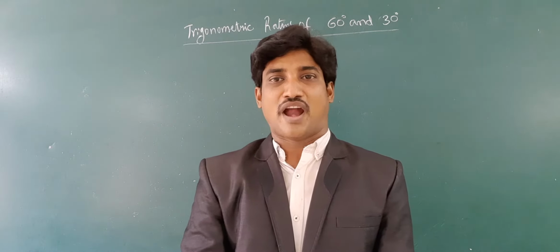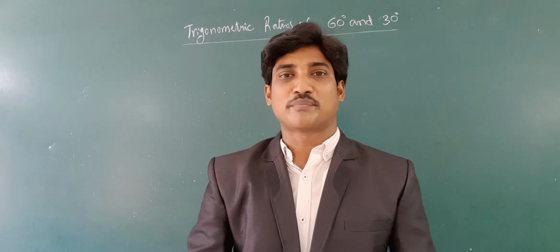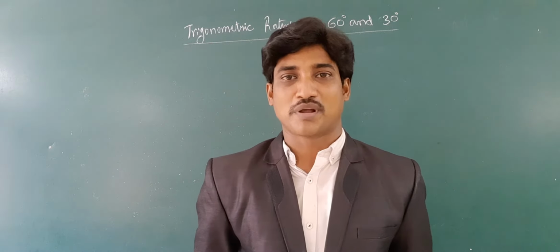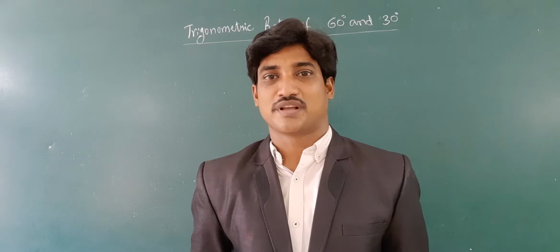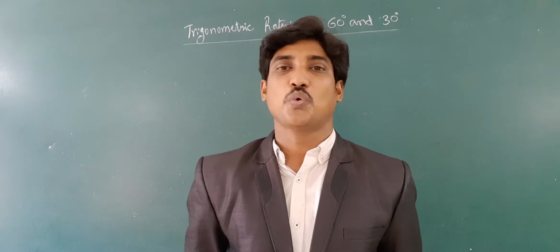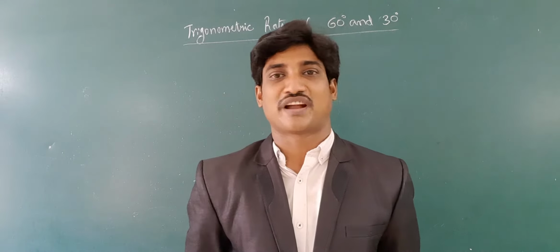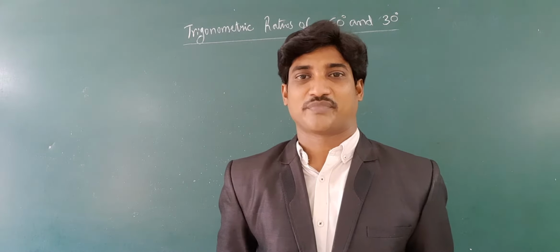In the words of Andrew Wiles, pure mathematicians love to try unsolved problems. They love a challenge. Now let us find the trigonometric ratio values of 30 degrees and 60 degrees.